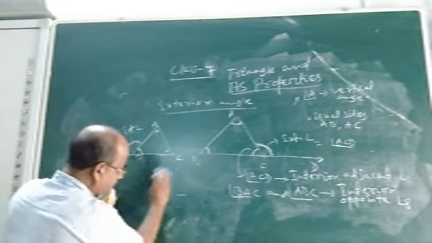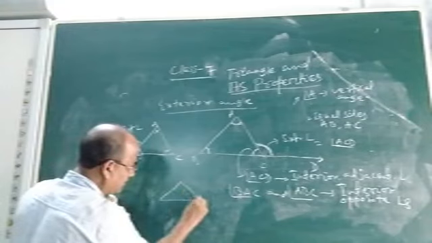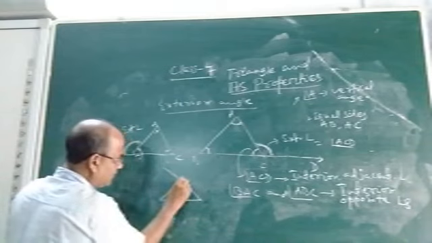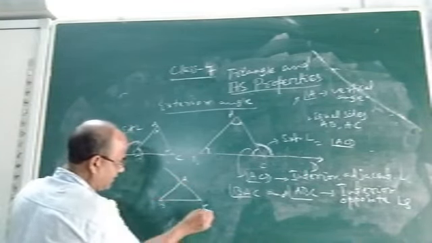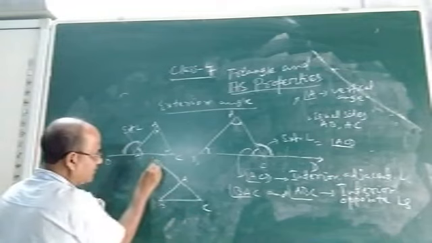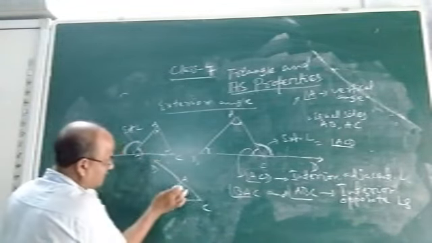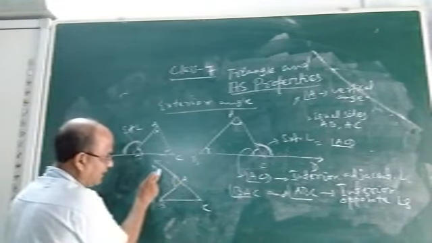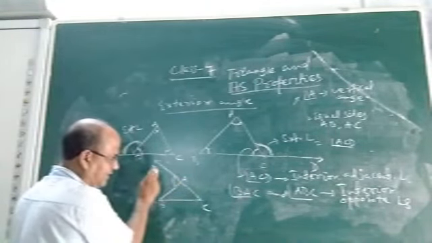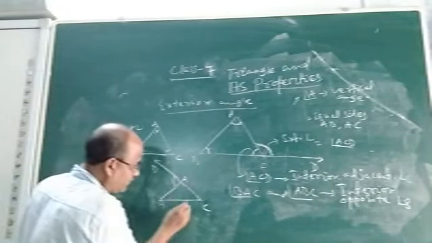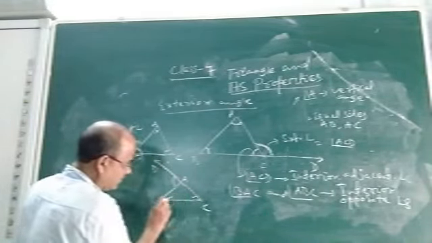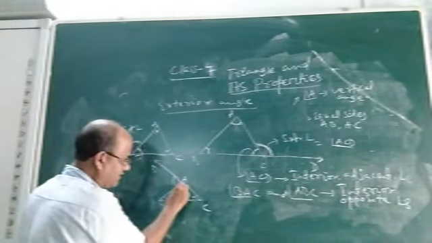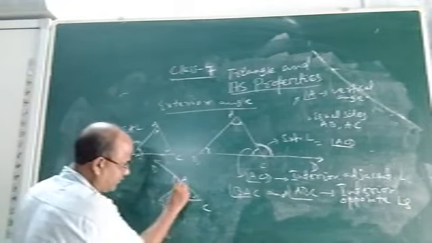Now let me change another one. Let us produce it in this direction. Let us produce A, B, C. Let us produce CA up to D. Suppose we extend the side CA up to D. Now look at this angle. This is an exterior angle. What is the name of this angle? Angle DAB or angle BAD. Angle BAD is exterior. Then which will be interior opposite? Look at these two angles. These two angles are interior opposite angles. And this angle, angle BAC, will be interior adjacent.